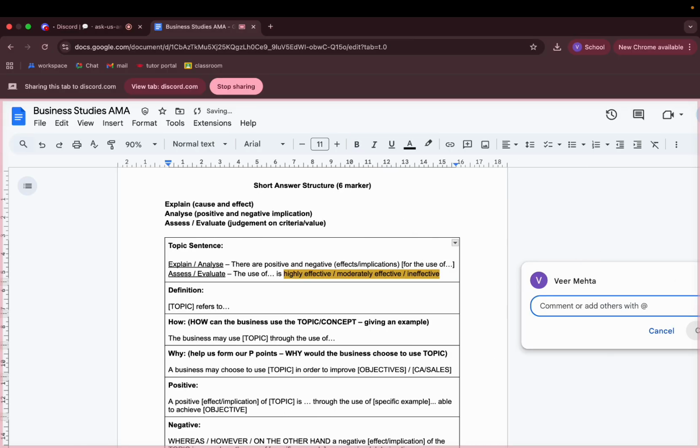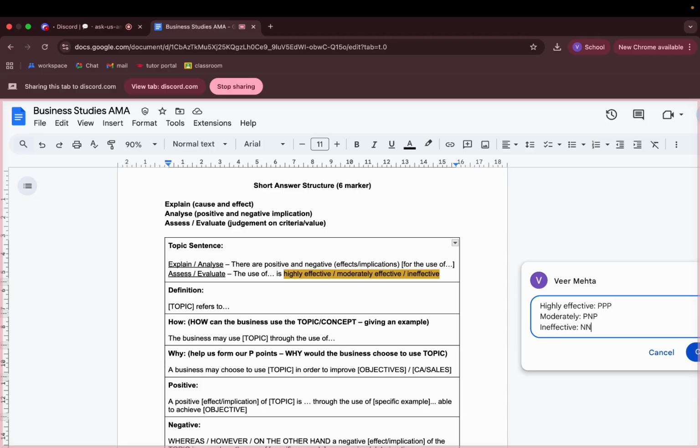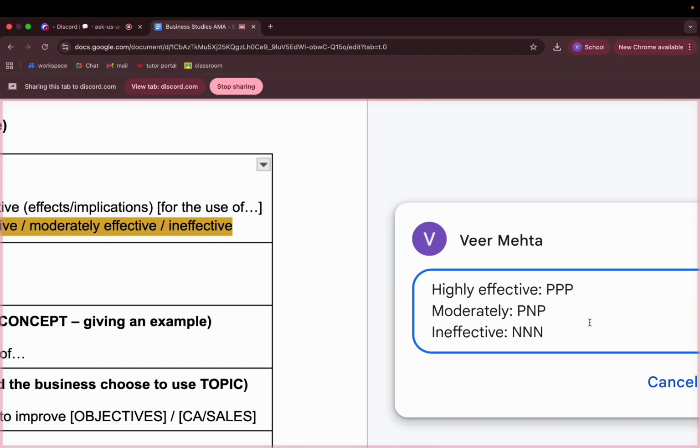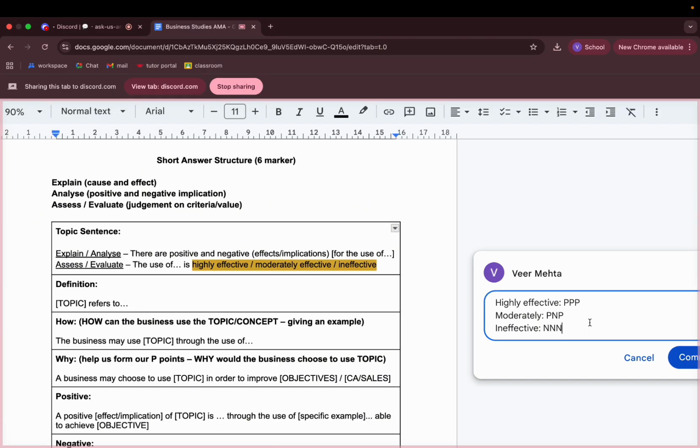So if we choose highly effective, we have to do 3 positives. If we do moderately effective, we have to do a positive, negative, positive. If we say it's ineffective, you have to do a negative, negative, negative. Now you can get full marks using any of these 3, as long as you have all 3 points correct and it's all there. So it doesn't matter.